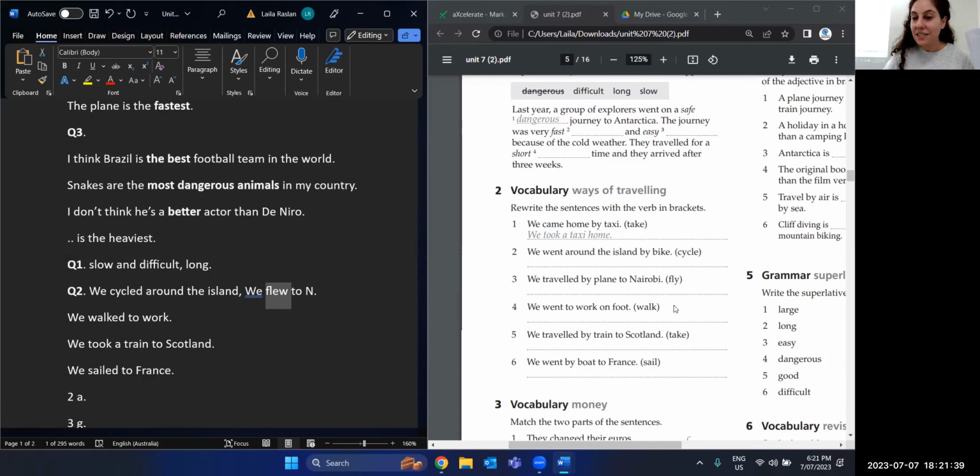So it's the past of fly. Yesterday, I flew to Melbourne. Tomorrow, I will fly to Melbourne. But yesterday, I flew. It's an irregular. It breaks the rule. It doesn't take ED. So we flew to Nairobi.